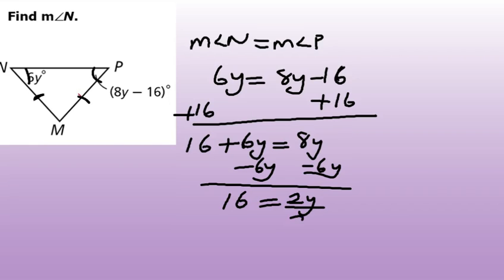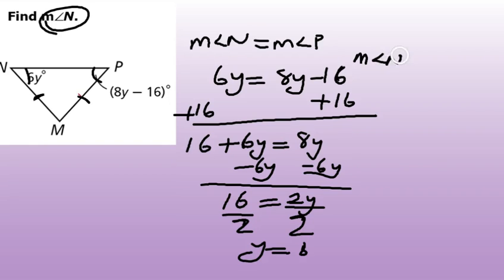Then, as a last operation, I'm going to divide each side by 2. So when I divide each side by 2, I'll be getting y is equal to 8. Then also it says find the measure of angle N. So the measure of angle N is given 6y.